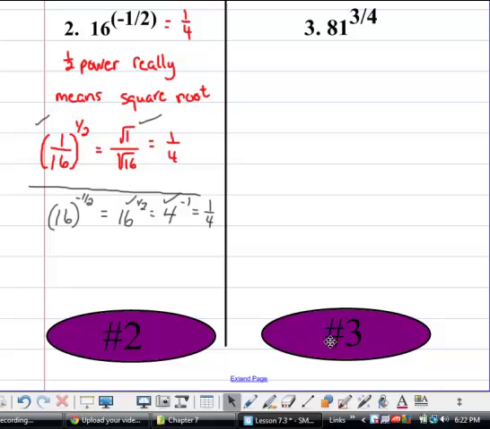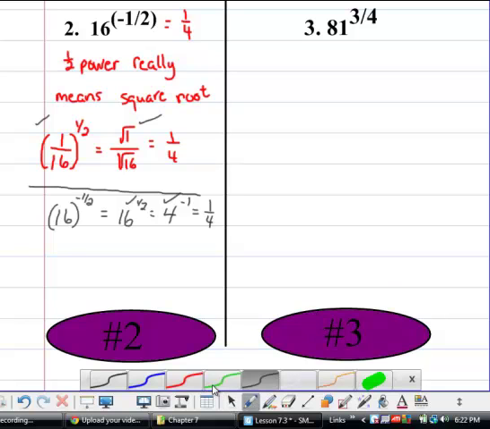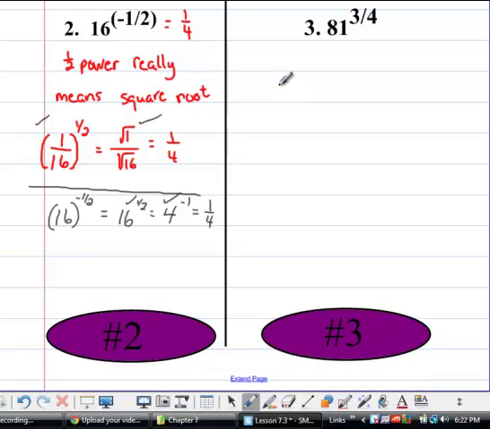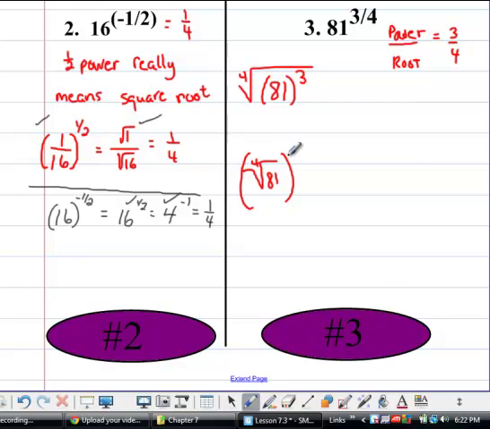Door 3. Ooh, 3/4. All right, so this one is saying take 81 and power over root. So the power is 3 and the root is 4. So that says I can either take 81 and raise it to the third power and then take the fourth root, or I can take the fourth root of 81 and then raise that answer to the third power. I can do it in either order.